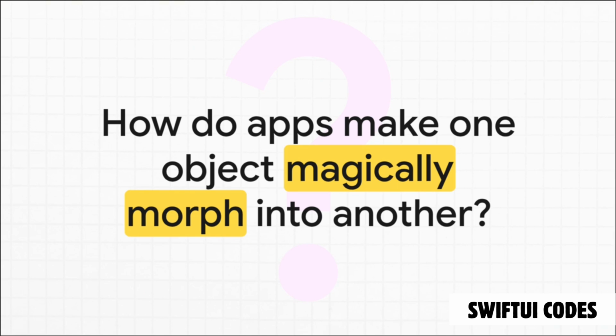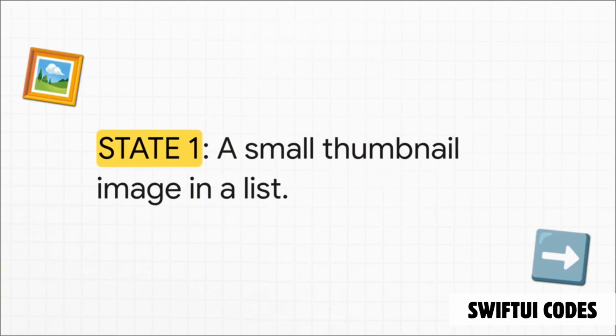You tap on a tiny little thumbnail, maybe in a photo gallery, and it just, boom, seamlessly grows and expands and transforms, becoming this big, beautiful header on a completely new screen. How is that even possible? Well, it all starts with state 1, a small thumbnail image in a list, a simple, self-contained element. Let's just say it's this little image sitting in a grid. This is our starting point.